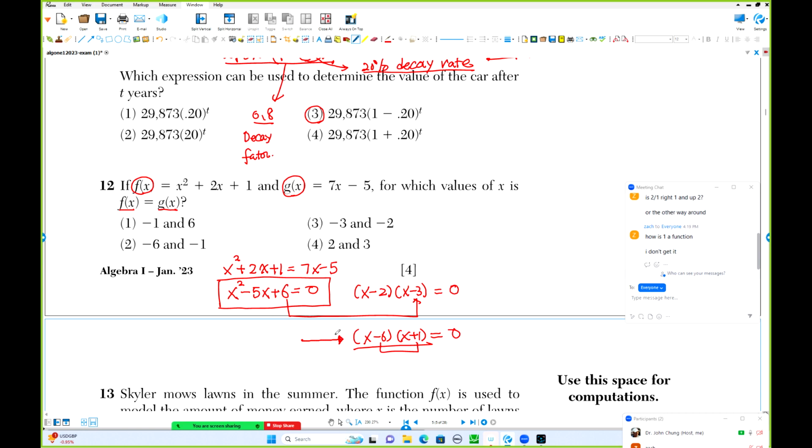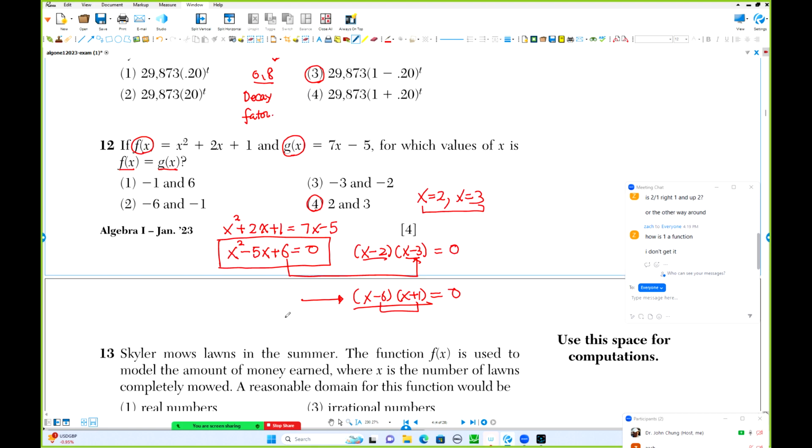This is a confusing one for many students, okay? But at this time, what are the solutions? x equals 2 and x equals 3. For this value of x, they have equal value of y. That is okay. This is the graph. This one is 2, the other one is 3, okay? The same value of y there.